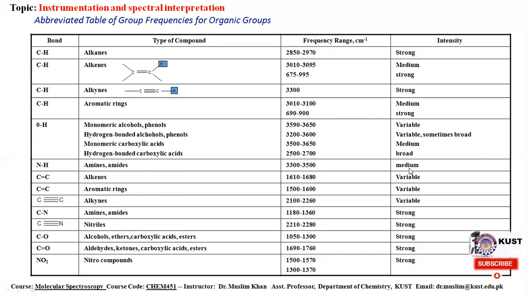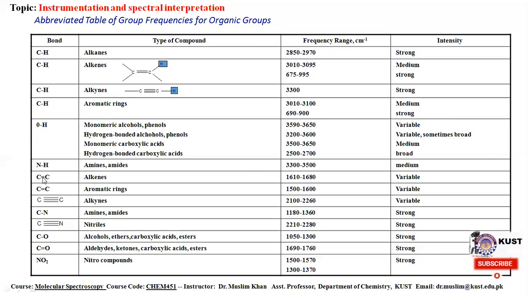So you can't confuse it with alkyne, because alkyne is 3300 as well. But alkyne is strong, and this one is medium. Then you immediately recognize that this absorption is due to the amines or amides. And this was the carbon and hydrogen alkane vibration.